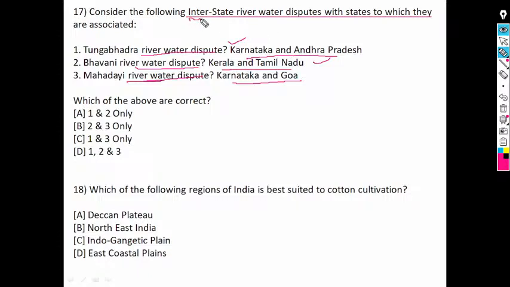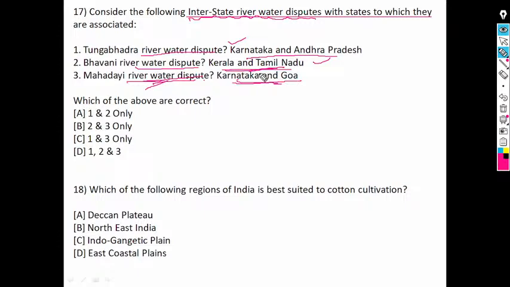Interstate river water dispute, write it down. Tungabhadra is Karnataka and Andhra Pradesh, that is correct. Bhavani river between Kerala and Tamil Nadu, and Mahadayi river water dispute between Karnataka and Goa.